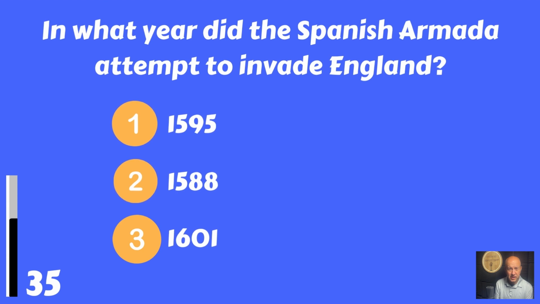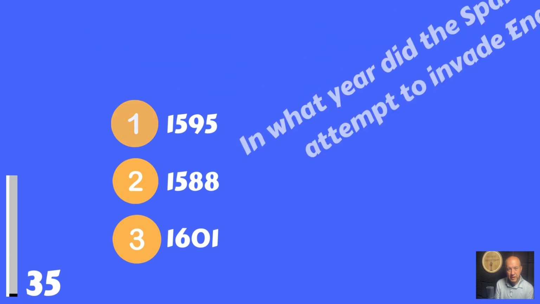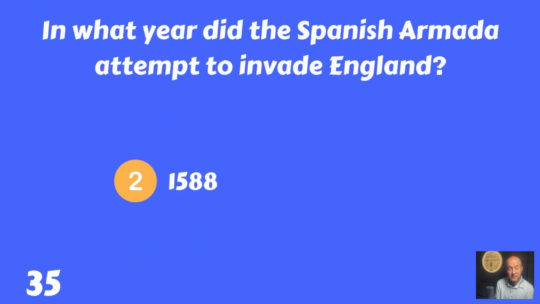In what year did the Spanish Armada attempt to invade England? 1595, 1588, or 1601? The Spanish Armada attempted to invade England in 1588.